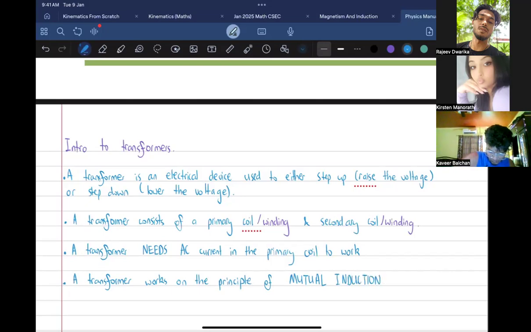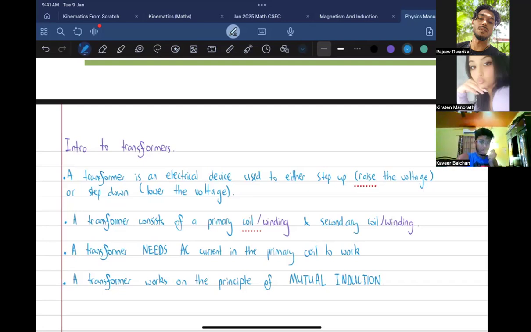Kirsten, do you think why? Well, what I'm saying is a transformer has two coils right next to each other. Why do you think you would need to use alternating current in the first coil? Think you could figure out why? We know about alternating current. In alternating current, the direction of the current changes. And because the direction of the current changes, what also changes? There's also a change in magnetic flux.